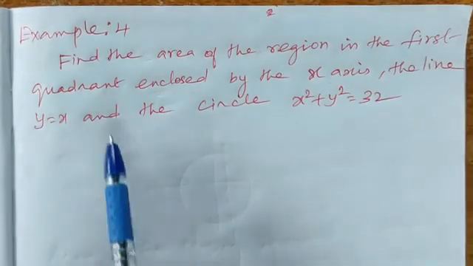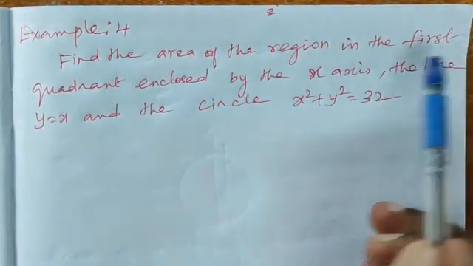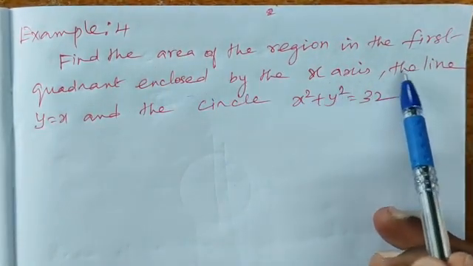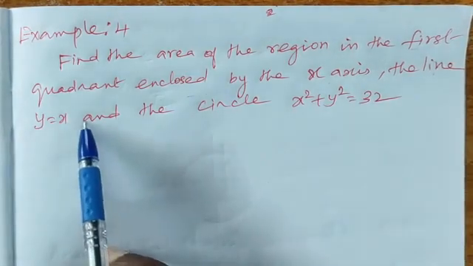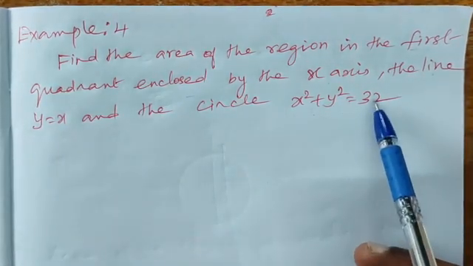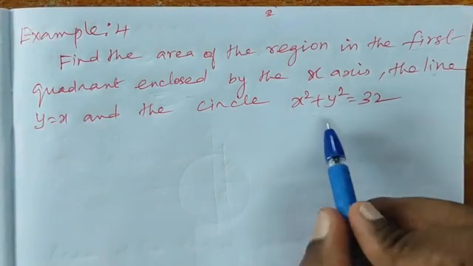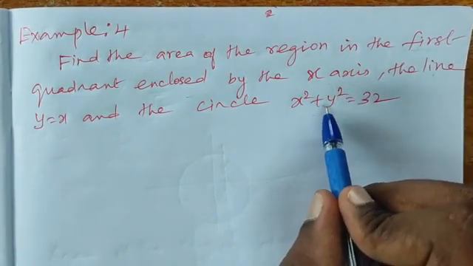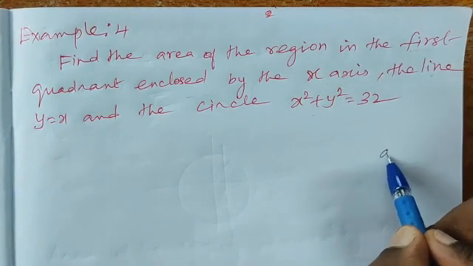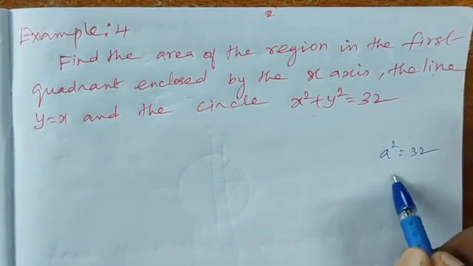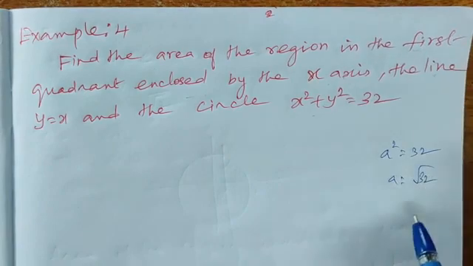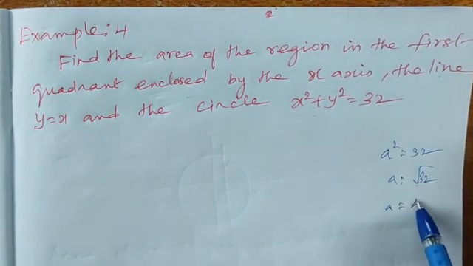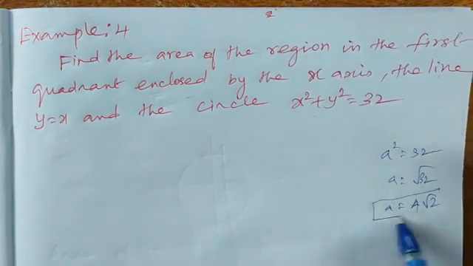Next is example 4. Find the area of the region in the first quadrant enclosed by the x-axis, the line y is equal to x and the circle x square plus y square equal to 32. So x square plus y square is equal to 32. Origin is the center of the given circle and radius a square is equal to 32. Therefore a is equal to root of 32, so a is equal to 4 root 2 is the radius.